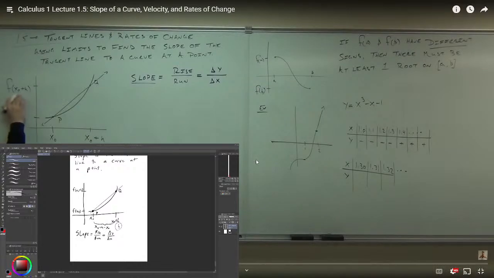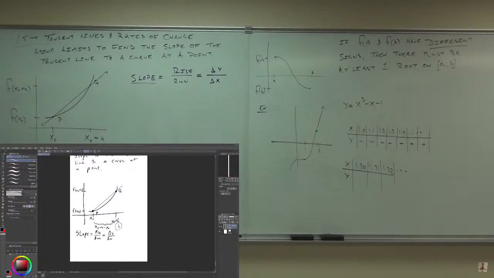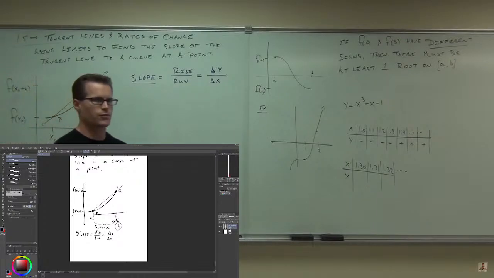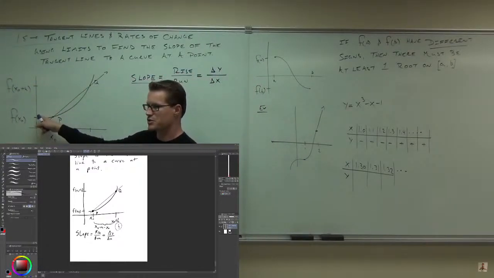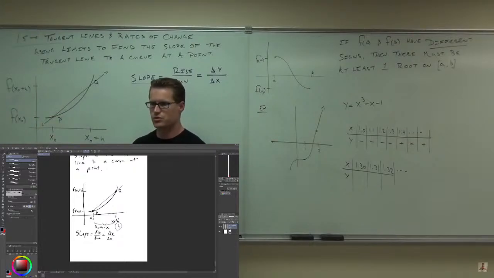How much is the rise? F of h. No, not f of h. If this was 10 and this was 3, the distance between them would be 7. True. Now, how did you do that?